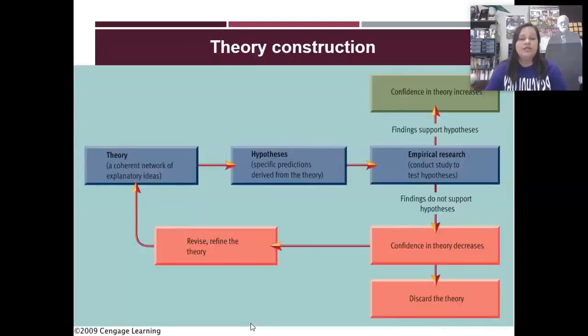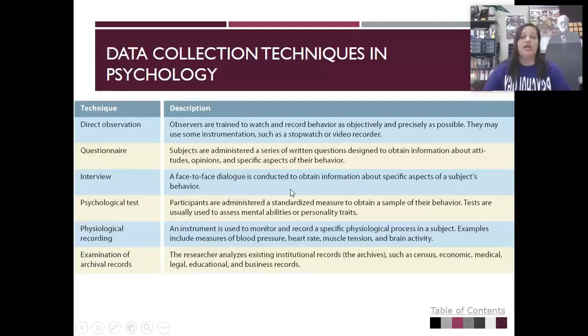When forming theories, we start with an actual idea. We form a hypothesis. We have to conduct empirical research. When that research is good, it builds confidence in our theories. If it doesn't, the confidence decreases. We either discard the theory or we revise it and we start all over again.